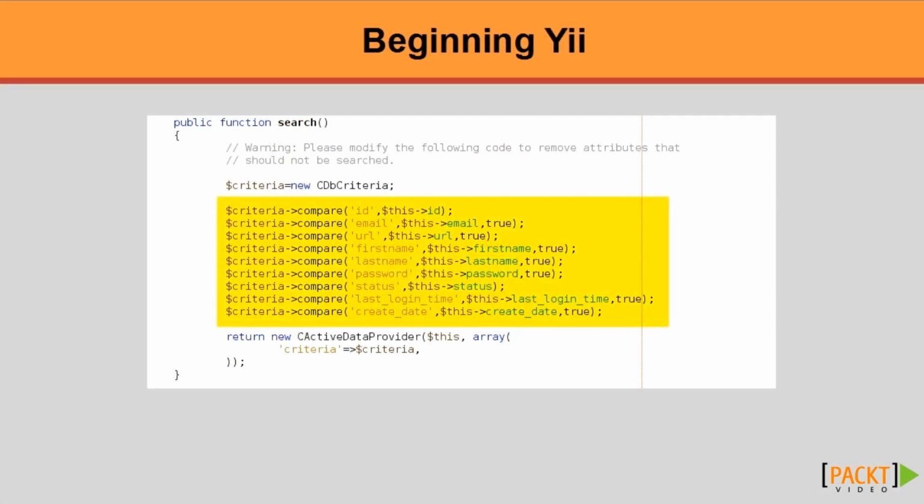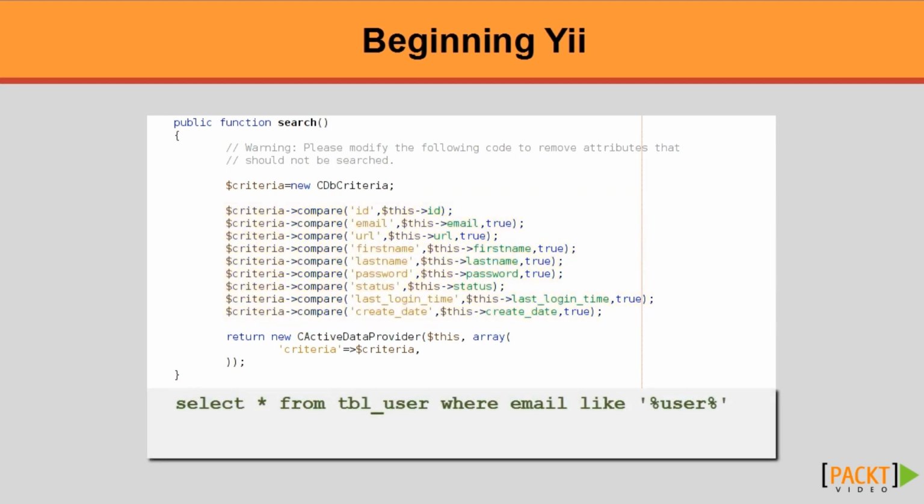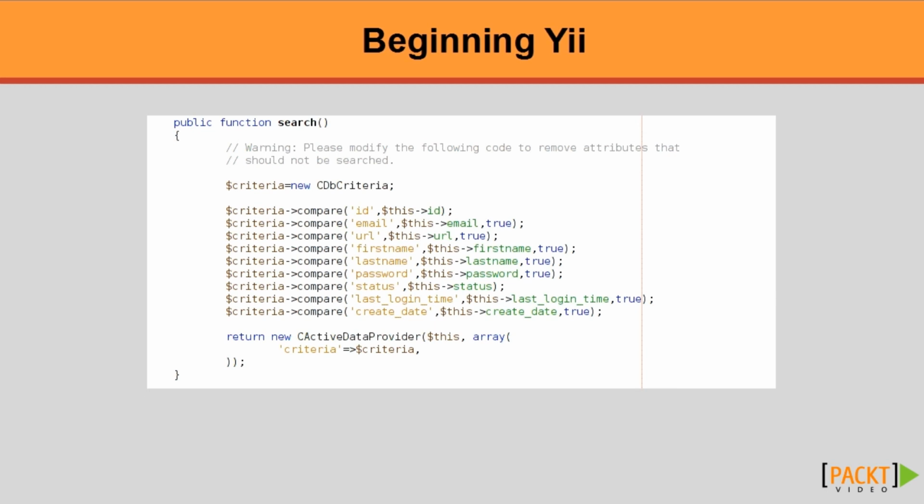We haven't yet examined the model search function in detail, but it returns an array of model objects by building a query based on the value of its attributes. So if we set $model email to equal user, it would build a query like select star from table user where email is like %user%. That's fairly simple, but I'm sure you could imagine that it would get pretty complex when you start adding relations.